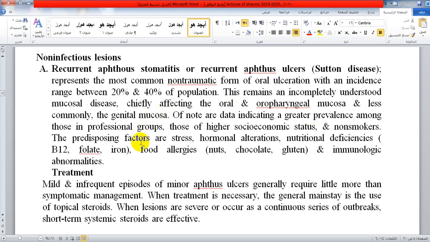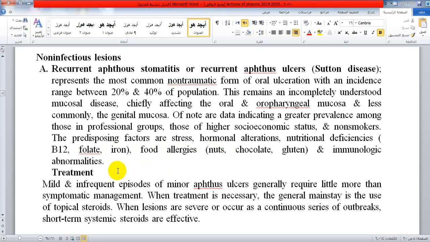The predisposing factors are stress, sometimes we call it stress ulcer, hormonal alterations, nutritional deficiencies, B12, folate, iron, food allergies like nuts, chocolate, gluten, and immunologic abnormalities.